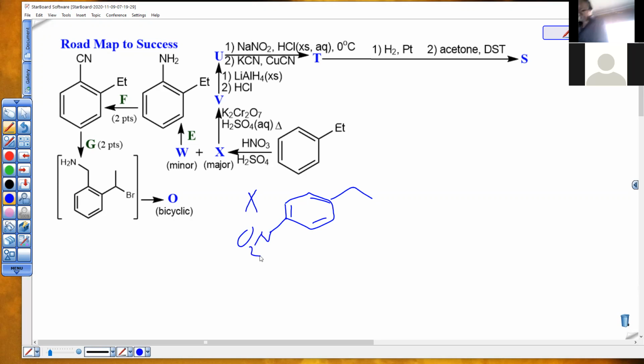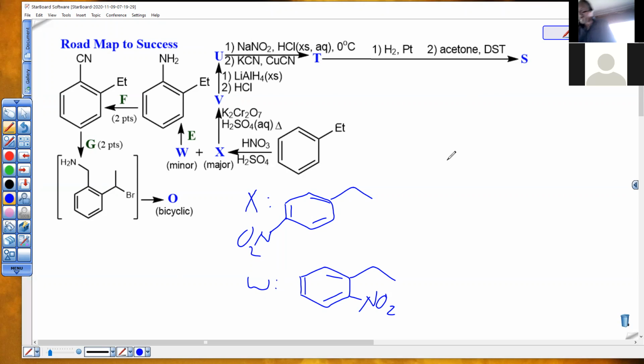And W, let's leave room for X to wander all the way over to S. And W will be the nitro group in the ortho position. And here we go. Dealing with X. Let's go X all the way to S.